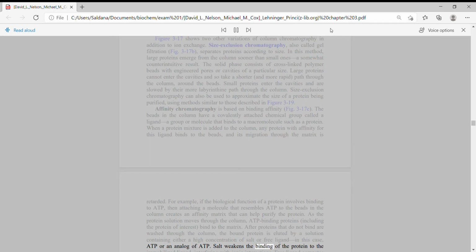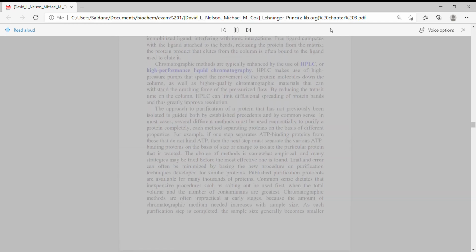Salt weakens the binding of the protein to the immobilized ligand, interfering with ionic interactions. Free ligand competes with the ligand attached to the beads, releasing the protein from the matrix. The protein product that elutes from the column is often bound to the ligand used to elute it.